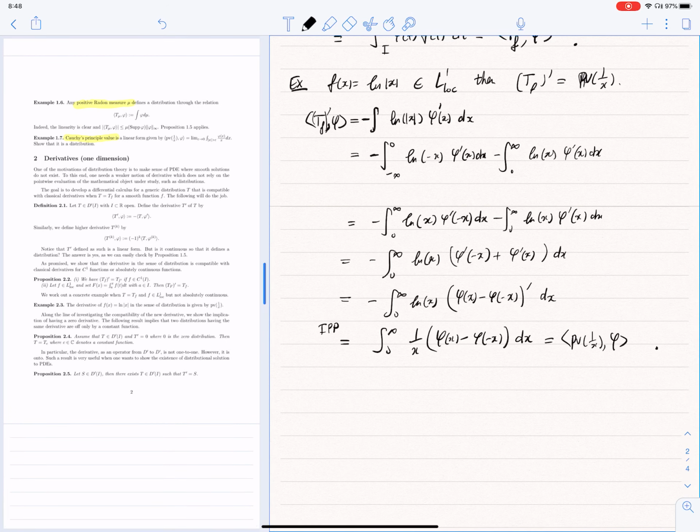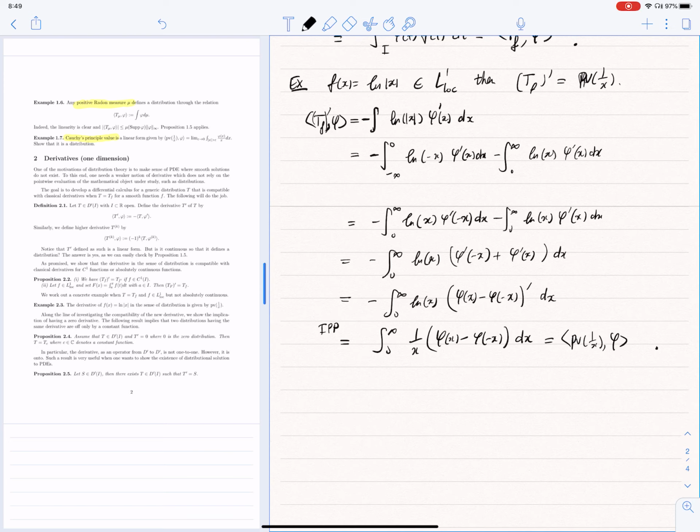Next, still along the line of investigating the compatibility of the new derivative, we're going to show the implication of having a zero derivative. In the classical sense, when we have a C1 function and we know that its derivative is constantly zero, it actually says that the only possible function satisfying this property would be the constant functions.